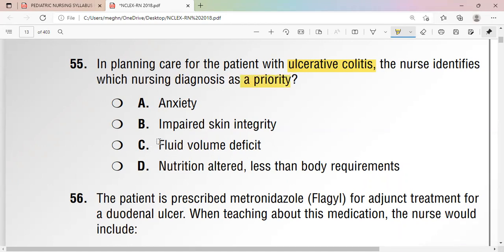Correct answer is fluid volume deficit, right? Fluid volume deficit can lead to metabolic acidosis and electrolyte loss. The other nursing diagnoses in answers A, B, and D might be applicable, but are of lesser priority. The highest priority is the fluid volume deficit.